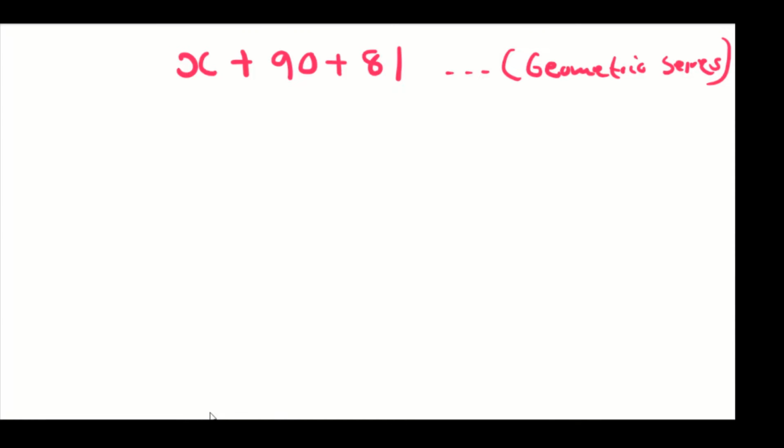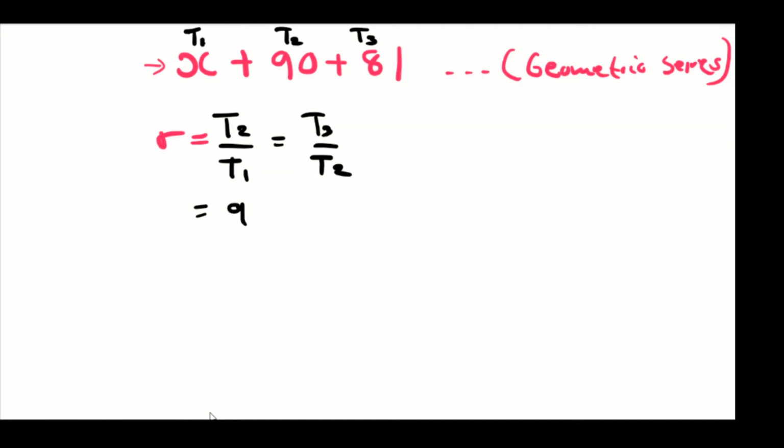right? So the first thing we're going to do is identify the constant ratio, because we want to identify this value of x here. So for us to do that, we need to use the constant ratio formula. If this is term number 1, term number 2 and term number 3, then the constant ratio would be T2 divided by T1 equals T3 divided by T2, whereby T2 is equal to 90 divided by T1, which is x, equals T3, which is 81 divided by 90.